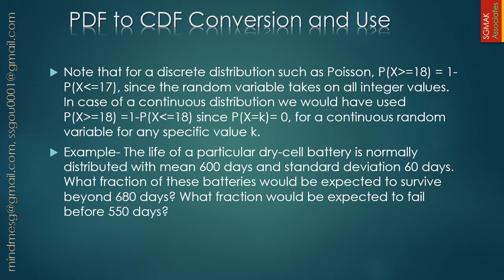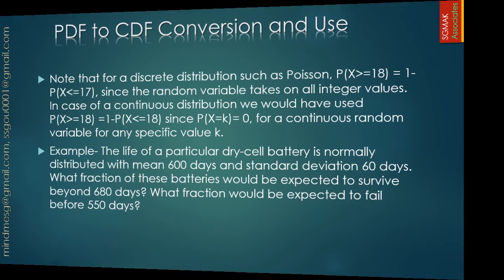Let's look at another example. The life of a particular dry cell battery is normally distributed with mean of 600 days and standard deviation of 60 days. What fraction of these batteries would be expected to survive beyond 680 days? What fraction would be expected to fail before 550 days? So you are dealing with the life of a battery, and the distribution we are using is normal distribution with a mean of 600 and a standard deviation of 60 days.